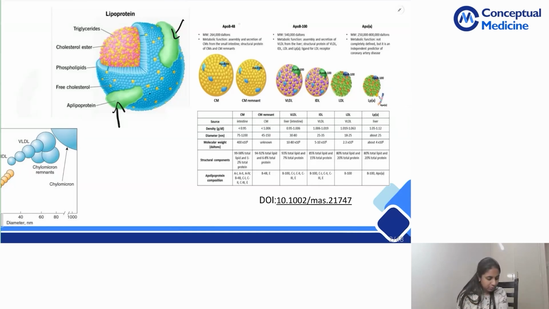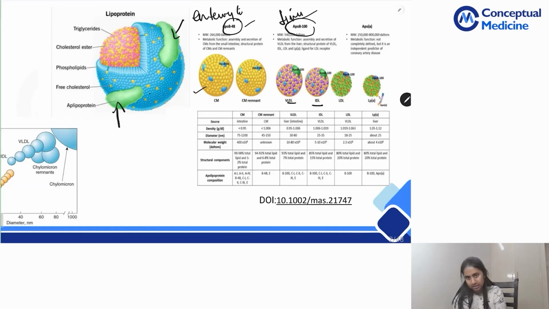So if it is B48, most likely this is going to be chylomicron. Usually the chylomicron will have the B48 apoprotein, and if it is B100 apoprotein, the assembly and secretion will start from your liver. So B48 is produced by your enterocyte, whereas the B100 is produced by your liver. Clear? The B100 lipoproteins would be VLDL, IDL, and LDL.